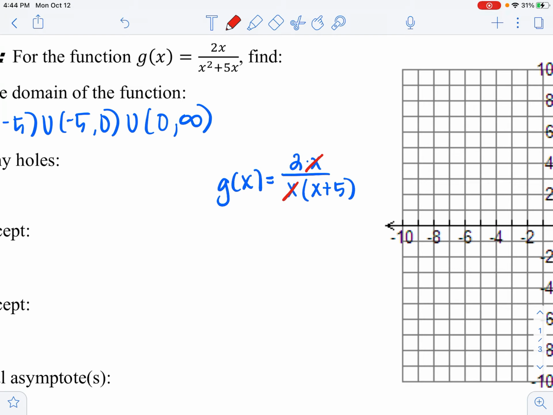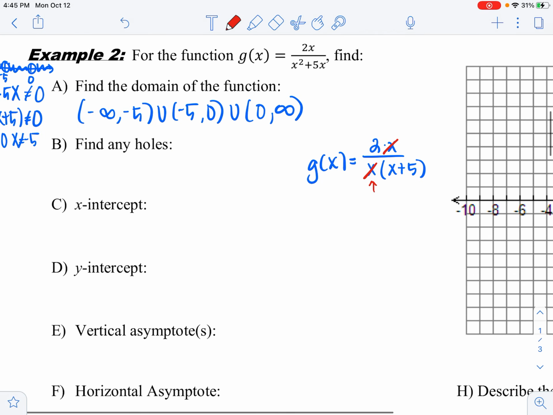So there is a hole in the graph. Okay? So what did I just cancel out? I canceled out this x right here, and there would have been a vertical asymptote at x equals 0 and x equals negative 5, but there isn't a vertical asymptote at x equals 0. There's a hole there. So I'm going to say there's a hole at 0, comma.